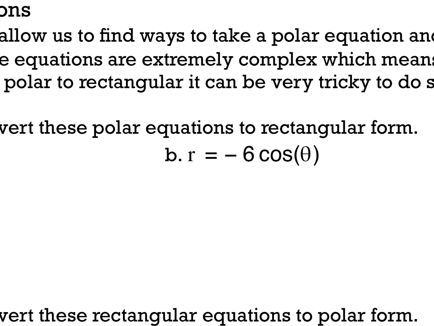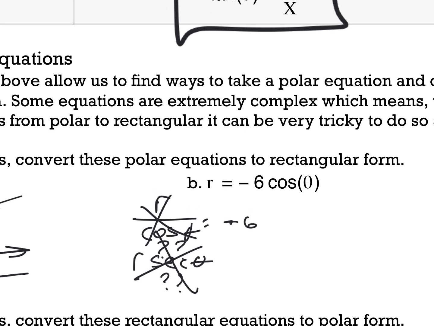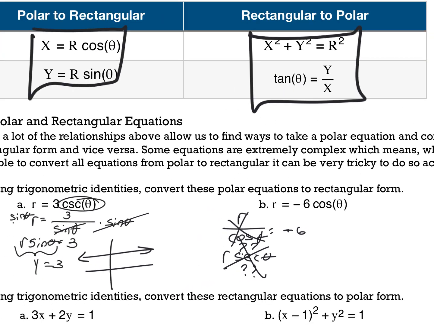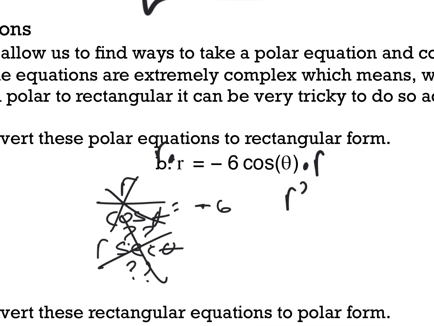Now this one you might look at and think, we could do the same thing, divide both sides by cosine, and we get r cosine theta equals negative 6. And then we know that's secant, and there is no identity for r secant. So unfortunately, that's not the approach we want to take. What we want to look at is how else I can rewrite these things. And so one strategy that we have is actually to multiply both sides by r. So we get r squared equals negative 6 r cosine theta. And we know that's an x-coordinate. So r squared equals negative 6x.